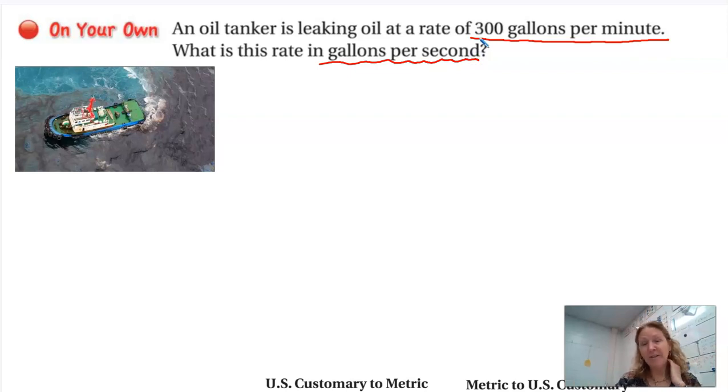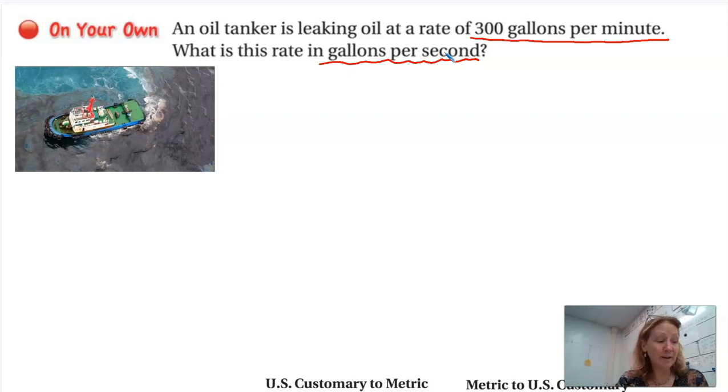So right now, the units are minutes, and I want to know how much it leaks per 1 second, right? Because I want to visualize what's happening in 1 moment of time instead of 1 minute. Okay. So, pause the video, think about what you would do for a conversion factor.